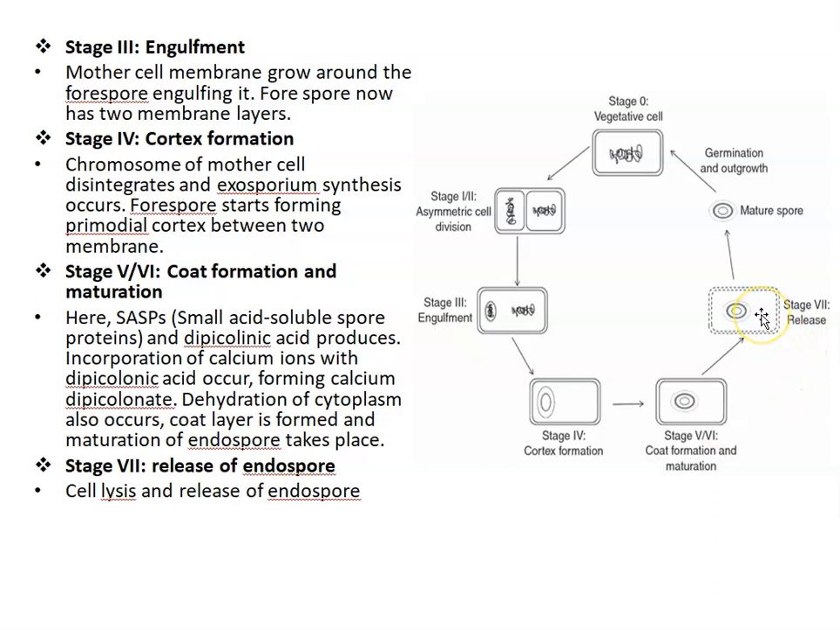So the last stage, release of endospore. Cell lysis and release of the endospore takes place here. So the mature spore, it again germinates and gives a new vegetative cell.